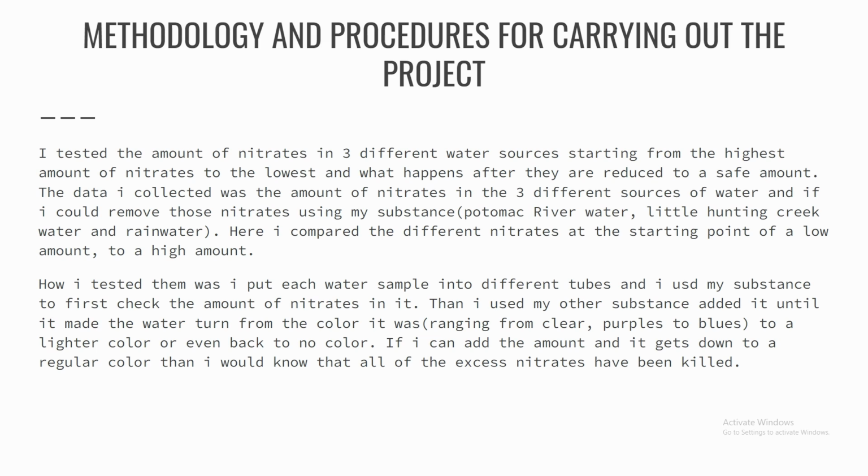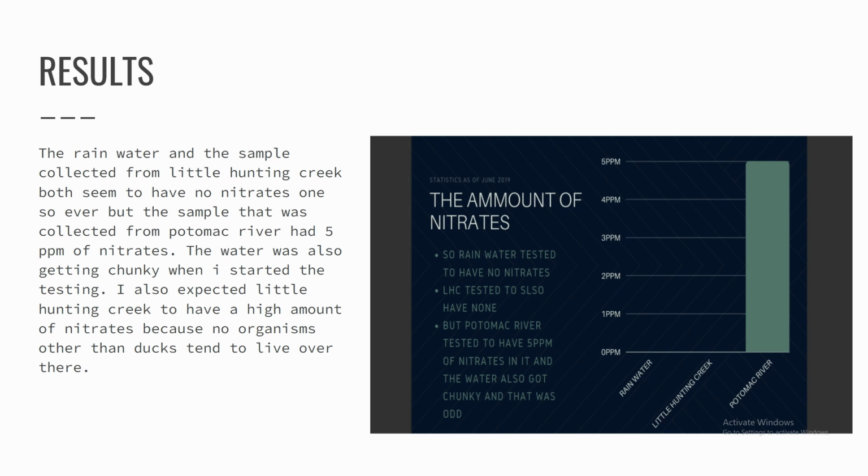And if the color gets lighter, I will know that all the nitrates have been removed. Here we have the graph showing the amount of nitrates in different water samples. Rainwater, 0 ppm of nitrates or 0 milligrams. Little Hunting Creek, 0 milligrams. And Potomac River, 5 milligrams.